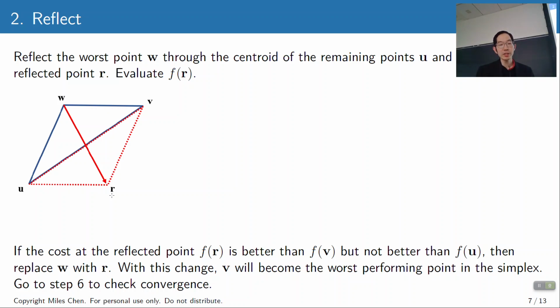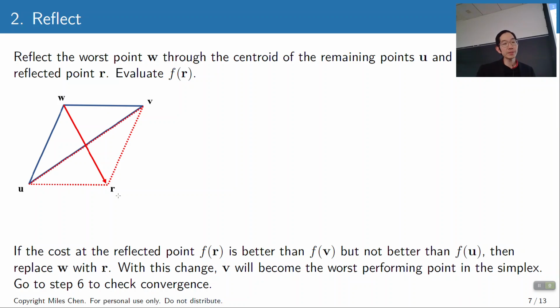And if this point is better than V, but not better than U, we will go ahead and replace W with R. And so this will be the next simplex that we will have, okay? So if R is better than V, but not better than U, then we will use this triangle, and V will now be our worst performing point, okay? So that's what we will have for the next one. And then we would go ahead and just skip to the end and check for convergence, okay?